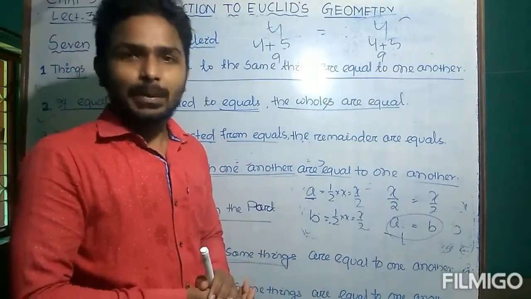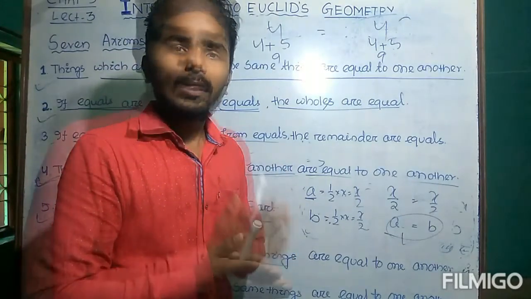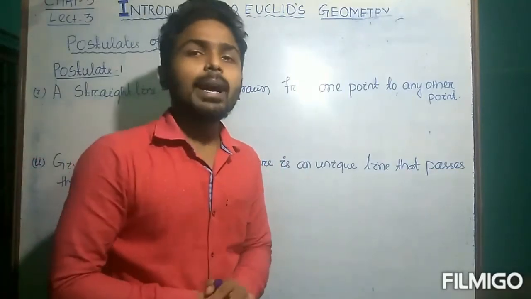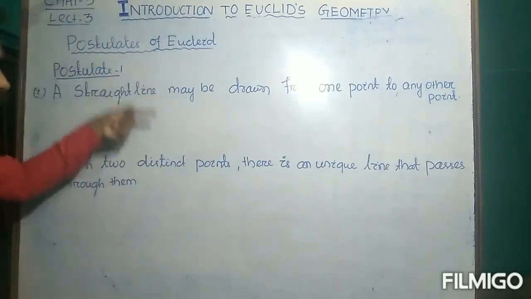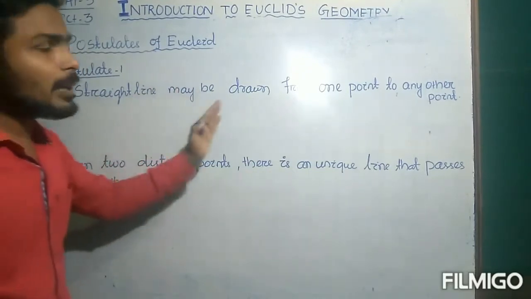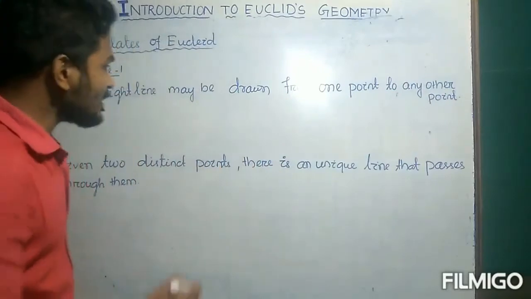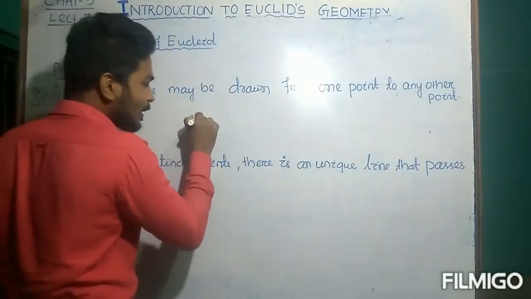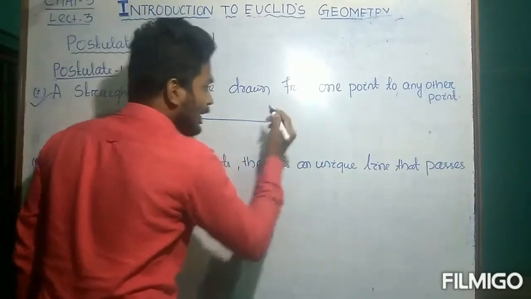Okay, now we will discuss the 5 most important postulates given by Euclid. So here is the first postulate. The first postulate has 2 statements. The first statement is a straight line may be drawn from one point to another point. It means we can draw a straight line starting from one point, suppose A, and you can easily draw a straight line from this point to another point B.